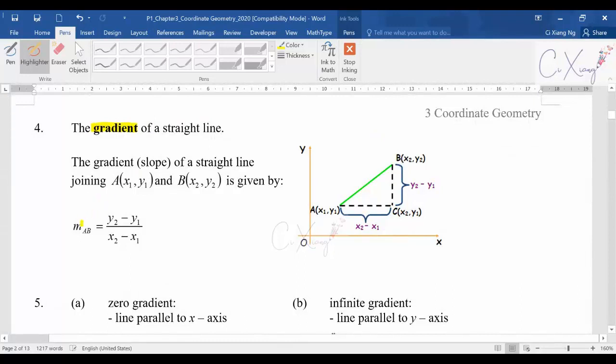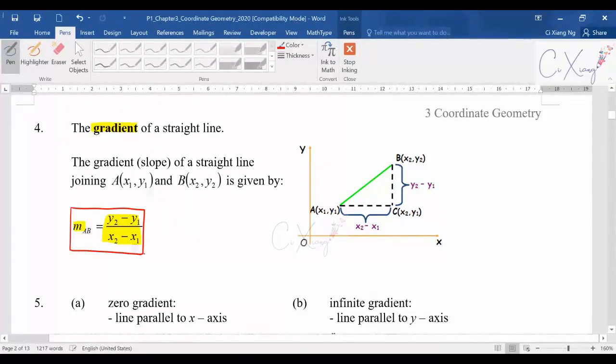For the gradient, the standard symbol is m, and we see y2 minus y1 divided by x2 minus x1. Or you can have y1 minus y2 divided by x1 minus x2. But you cannot change the sequence. Like you cannot have y2 minus y1 divided by x1 minus x2. This is wrong. You have to follow the points that match each other. So y2 comes first, then at the bottom x2 comes first. So this is the formula for gradient. Again, you will need to use it very, very often.